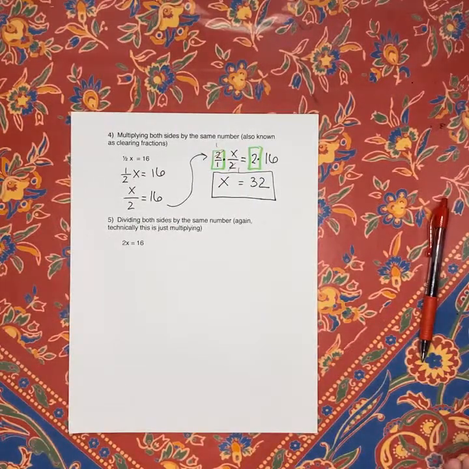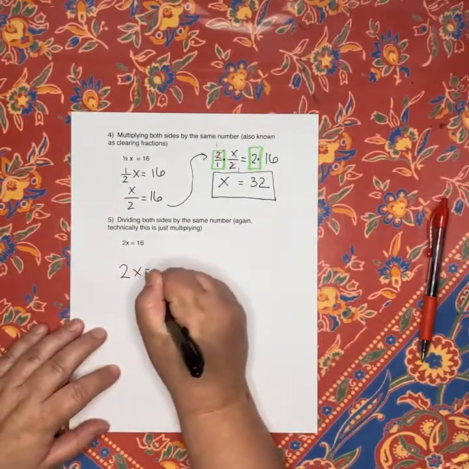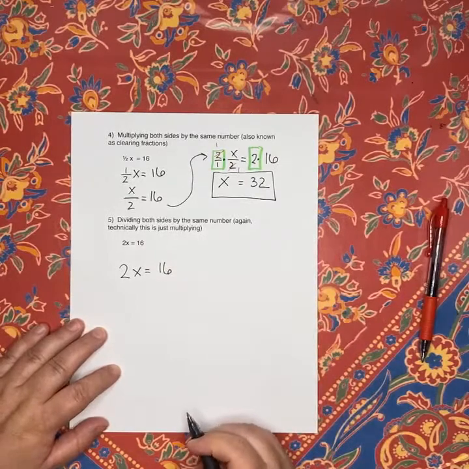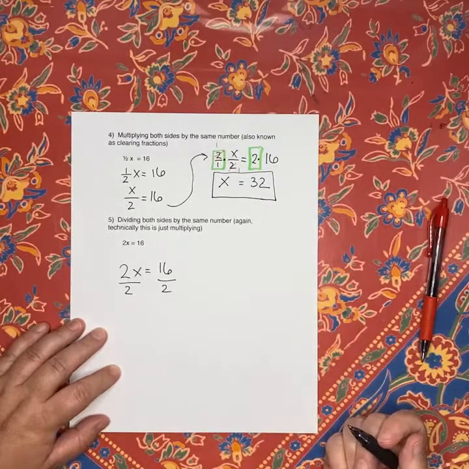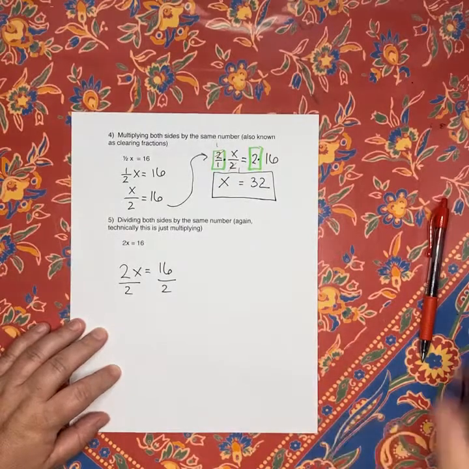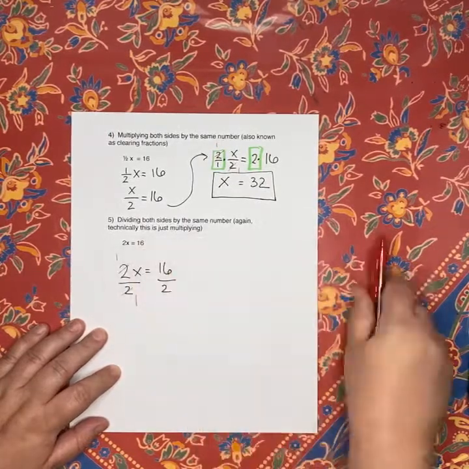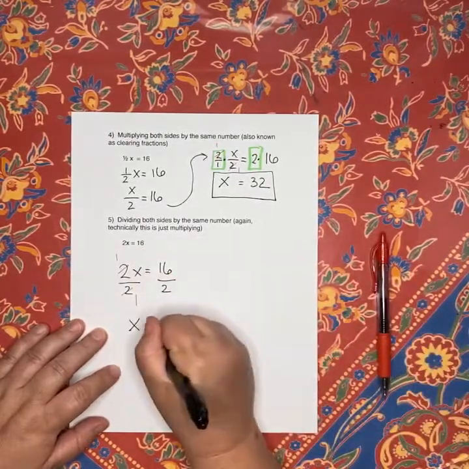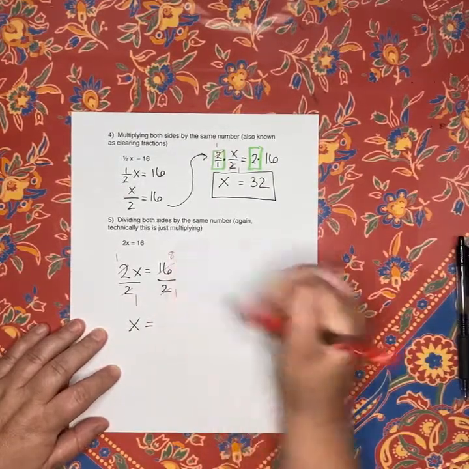And again, we say dividing, but in fact, we're multiplying by the reciprocal. So we're multiplying by 1 over that number. So if I have 2x equals 16 on both sides, I can divide by 2, which in fact is just really multiplying by 1/2. Now on the left, the 2's cancel completely, and I'm left with just the x. On the right, the 2 cancels, and I get 8.